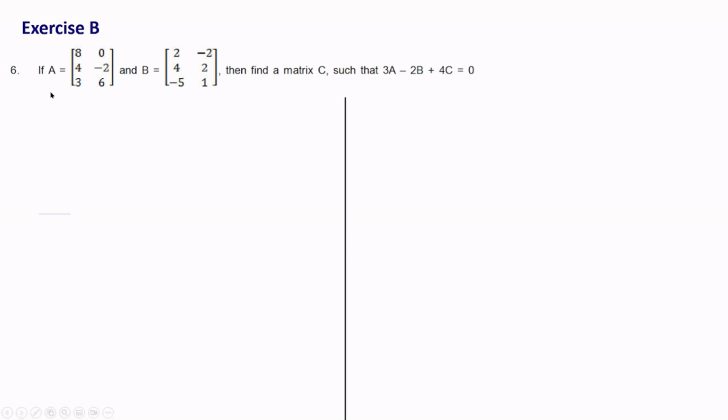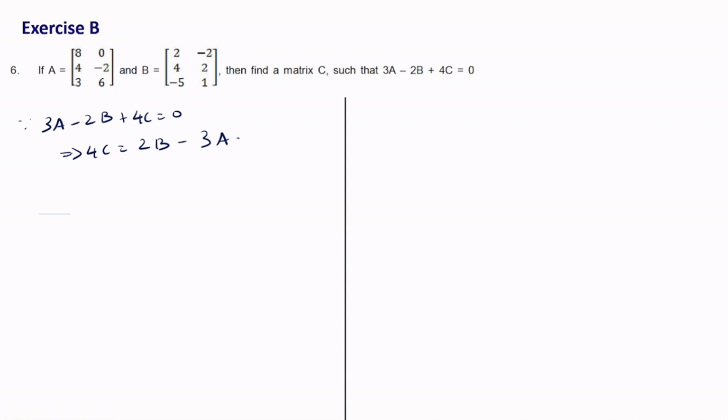Next we have, if A is [8 0 4; -2 3 6] and B is [2 -2 4; 2 -5 1], then find a matrix C such that 3A minus 2B plus 4C equal to 0. So here we have to find a matrix C which satisfies this condition. Since 3A minus 2B plus 4C equal to 0, we have 4C as 2B minus 3A. So using this relation, we can find C, or C is 1 by 4 into 2B minus 3A.